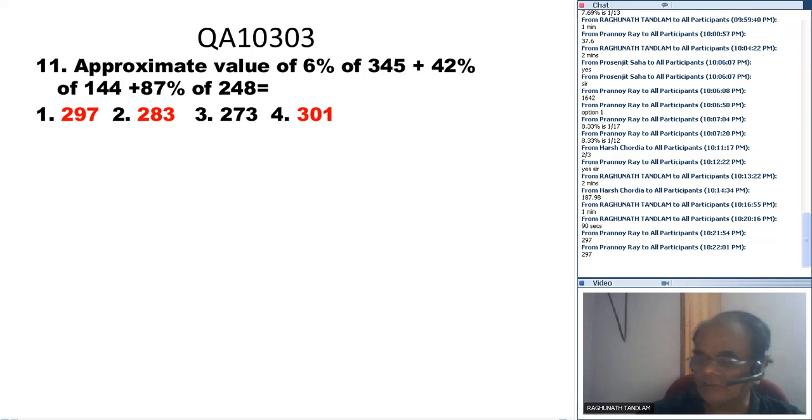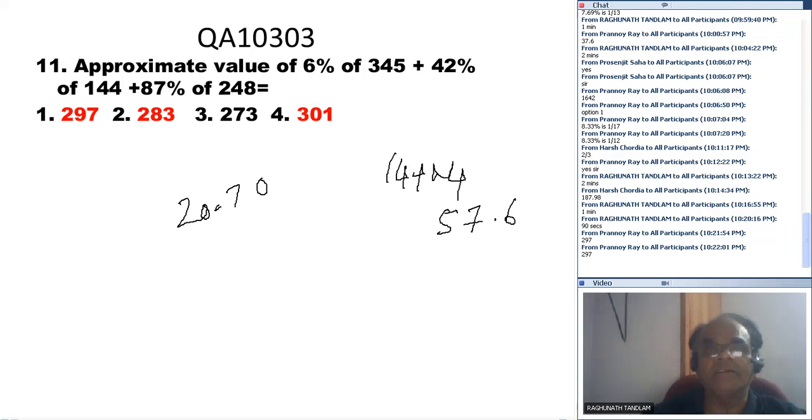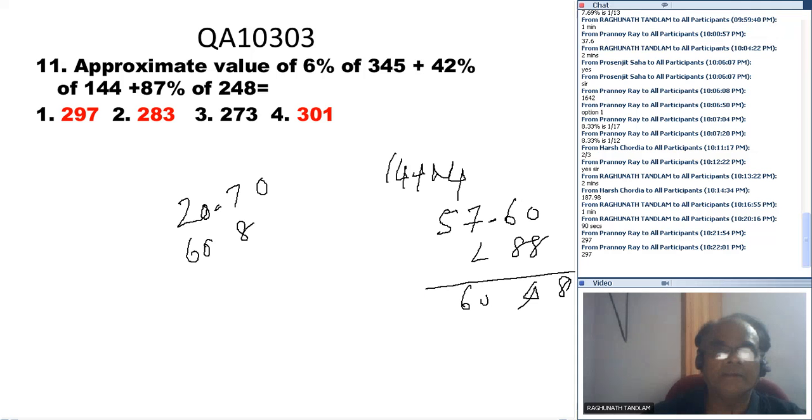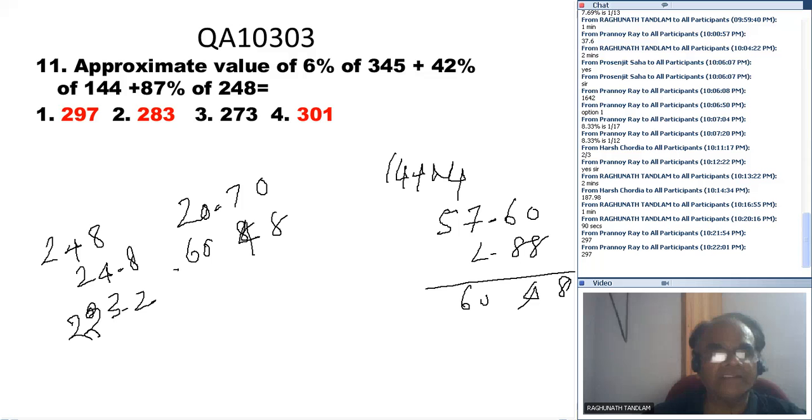What is 6% of 345? That is 20.7. How do you calculate 42%? 4% is 57.6... 2% is easy to calculate. It becomes 84.60. How do you calculate 87%? 248, then subtract 24.8. That is 90%. Subtract 3%. Get the answer.